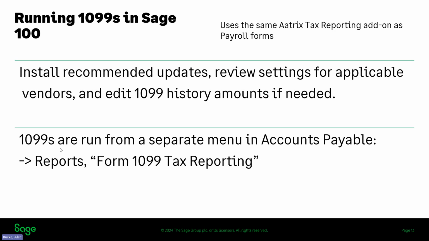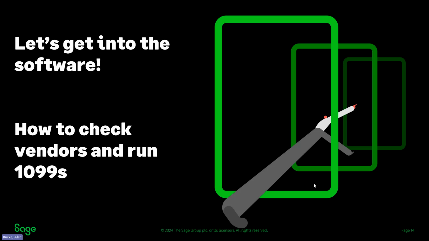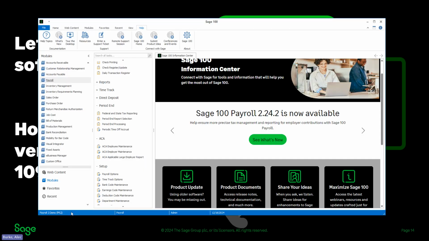1099s are actually run from a separate menu in Accounts Payable, Reports, Form 1099 Tax Reporting. It's the same Aatrix Tax Reporting add-on program, essentially, though. So we'll take a look at that as well. We'll switch over to the ABC demo data for this.